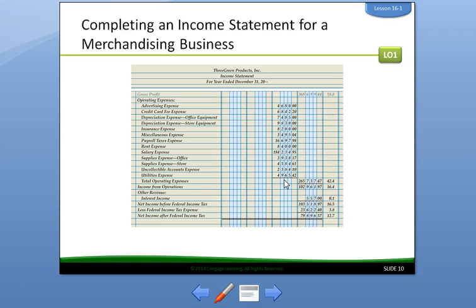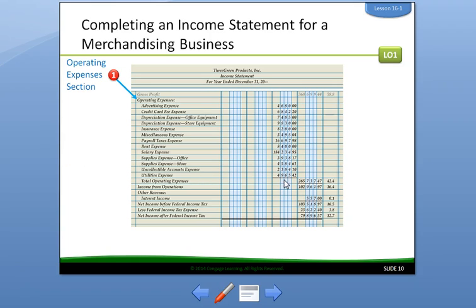So let's step through these. To prepare an operating expenses section, first we're going to write operating expenses all the way to the left. And then we're going to indent a little bit and list all of the expense account titles, one per line in the order in which they appear on the trial balance. Then write the amount of each expense account balance in the third column.